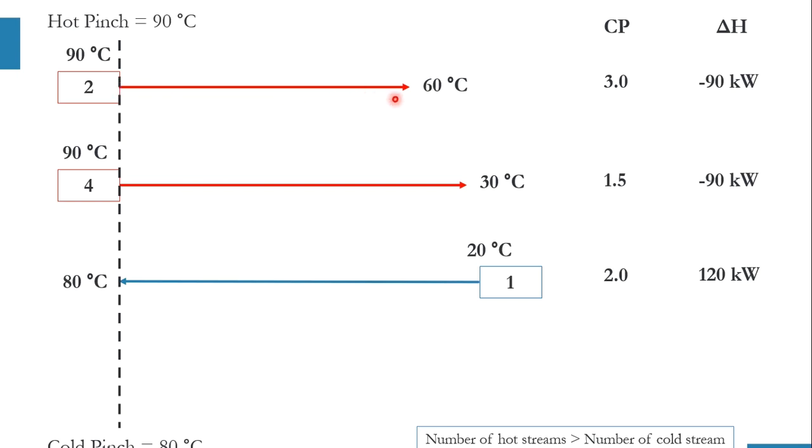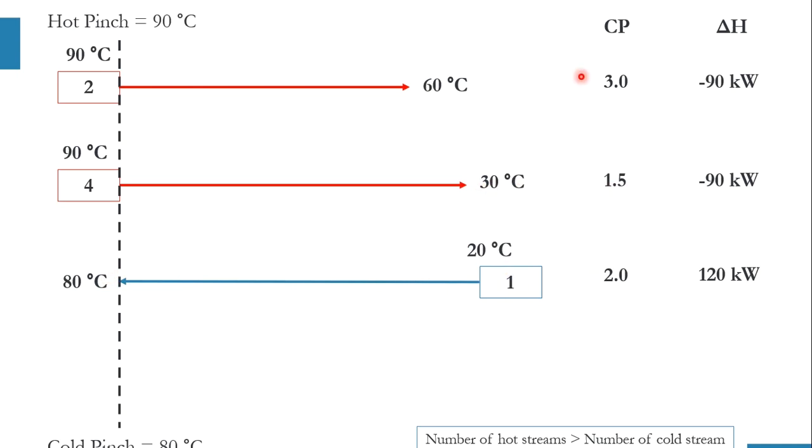Now this is from 90 to 60 degrees centigrade. Cp value is 3. The difference multiplied by 3 is 90 kilowatt. Similarly, it is at 90 degrees centigrade to 30 degrees centigrade, 60 degrees centigrade are total temperature difference. Multiplied by 1.5, 90 kilowatt. This is 20 to 80. So difference is 60 multiplied by 2, 120 kilowatt.